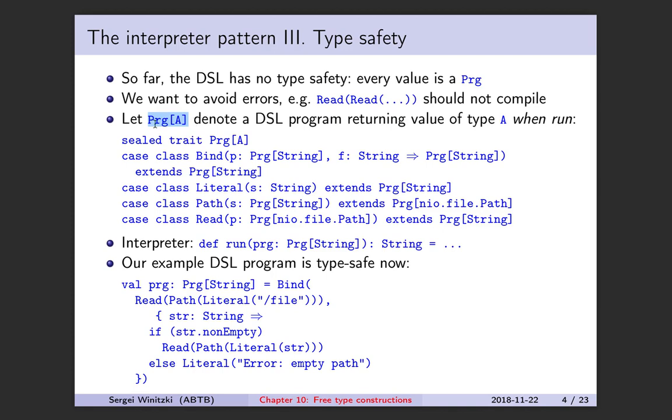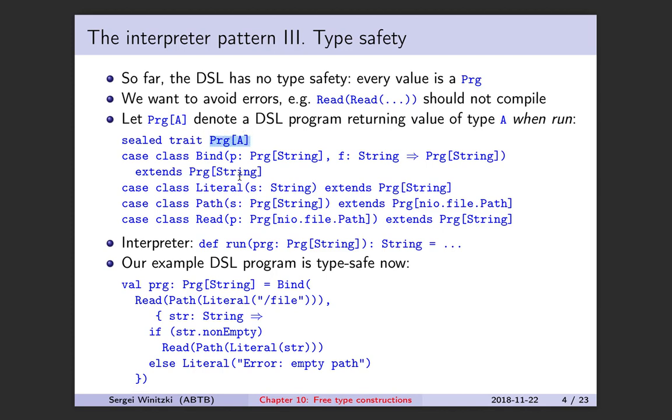So let us denote by this program of A a DSL program that when run will return a value of type A. Now in our case right now it's going to be string, but let's make sure it's string and not some other type such as a file path. So here's how we do it.